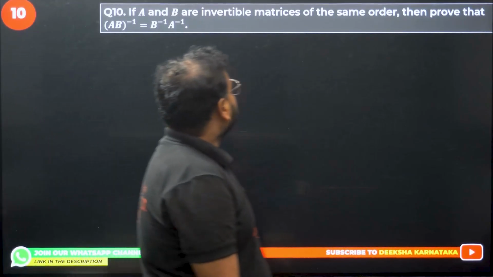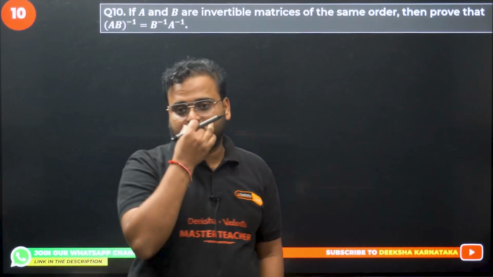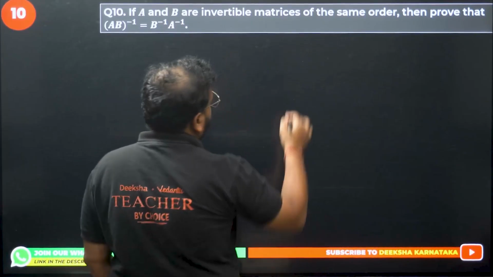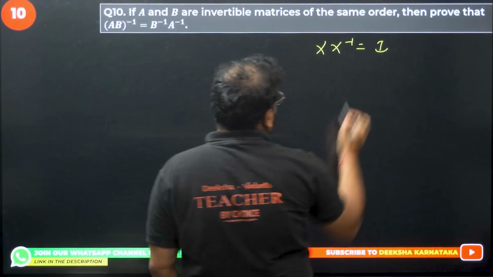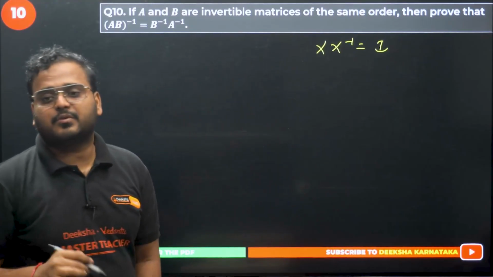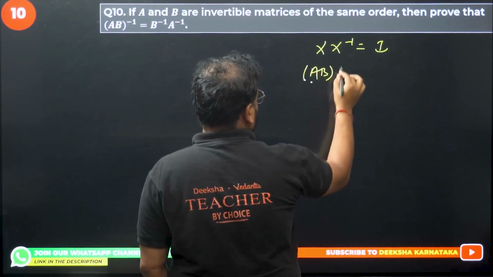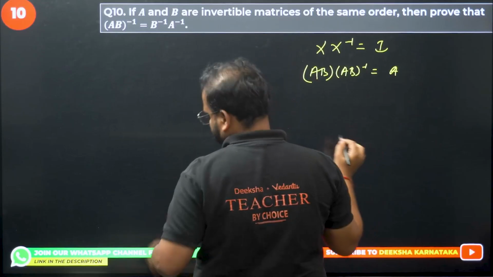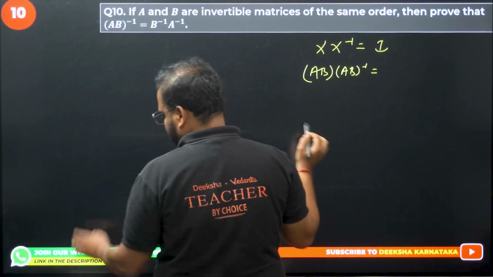Question number 10. If A and B are invertible matrices of the same order, then prove that AB inverse is equal to B inverse A inverse. This is also a property. Let's see. So we'll use this understanding: X times X inverse is equal to I. Let's write X as AB. This as AB inverse equals to I, right?